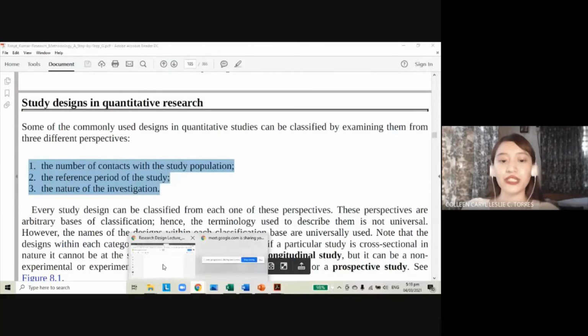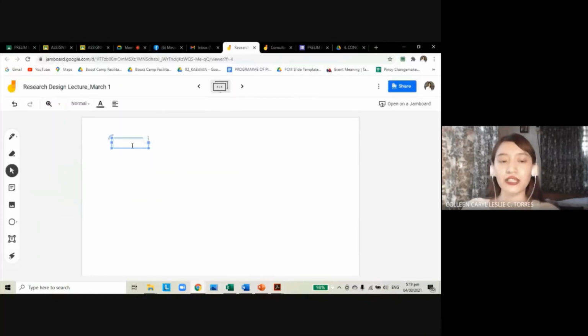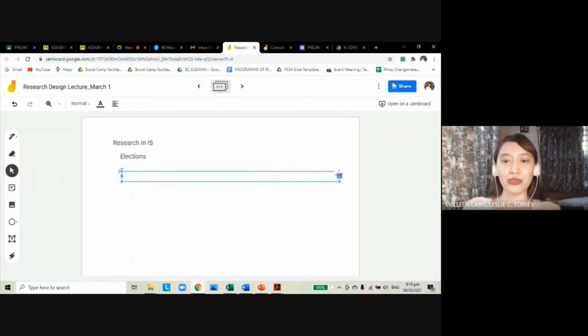So take for instance, let's say in IS, research in IS, we are trying to study the historical, let's say politics or elections. So elections-wise, Filipinos, in the coming elections, they keep surveying polls on who will run. Right now Sara Duterte leads the polls, but there are also close seconds now in the 2022 elections.